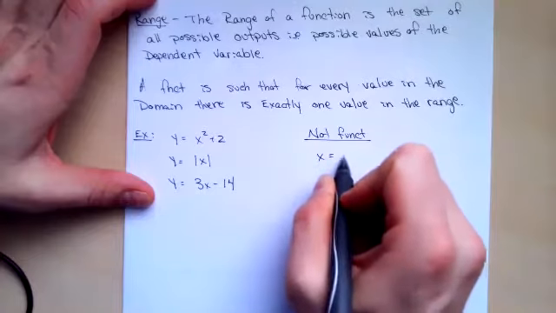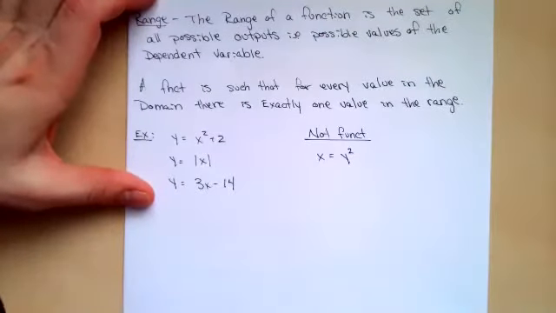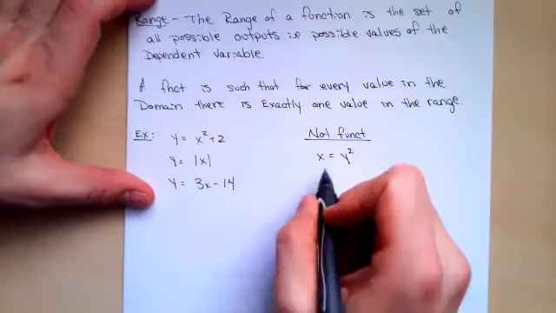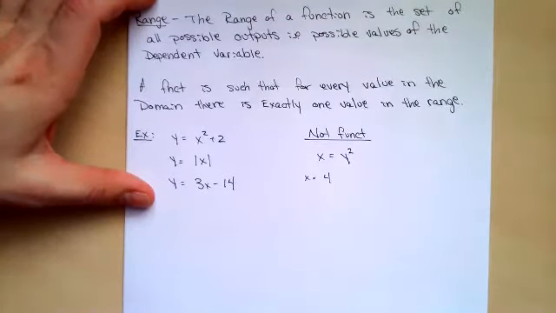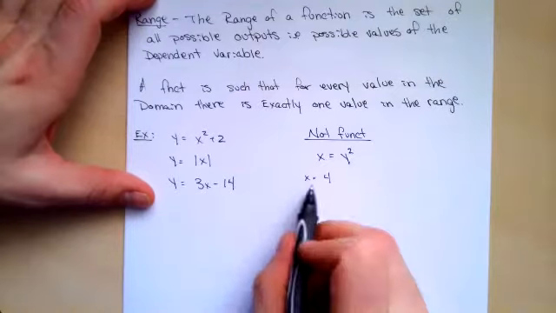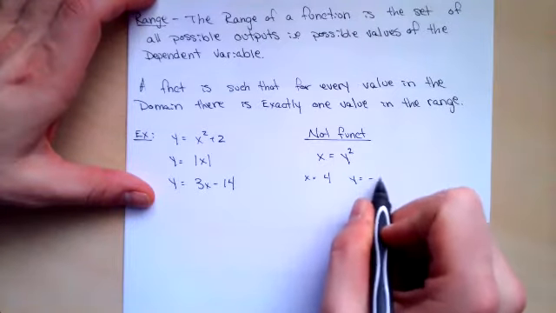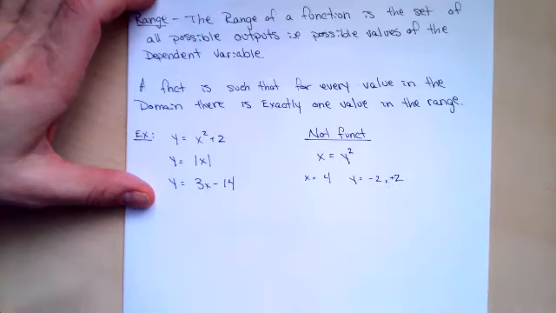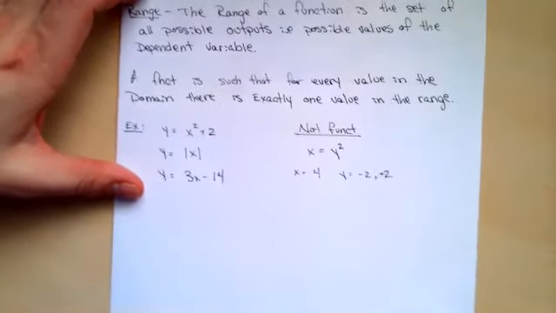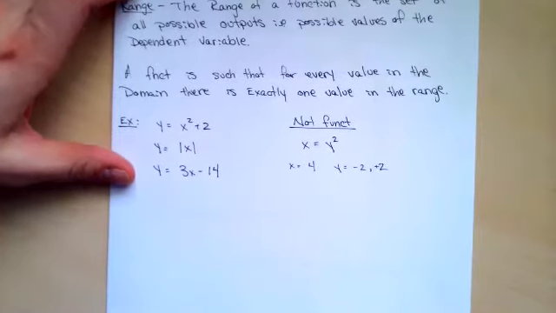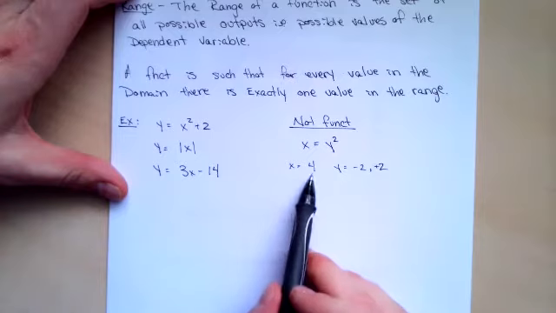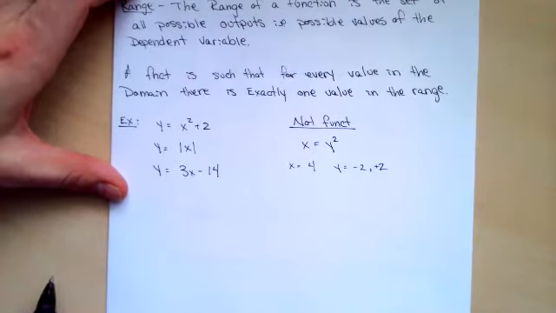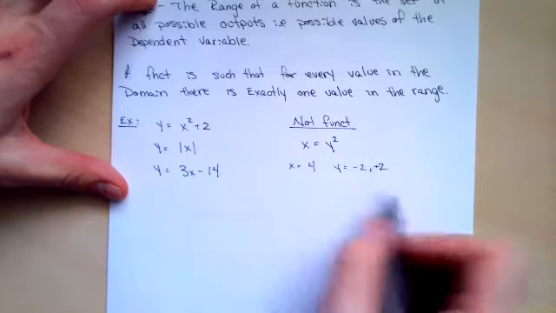So what do you have to check? If we have things like x equals y squared, this does not define y as a function of x, because we can have multiple y values that correspond to a given x value. So for example, when x is equal to 4, we could have y be negative or positive 2. So we would have two values in the range for only one value in the domain. So this isn't going to be a function.